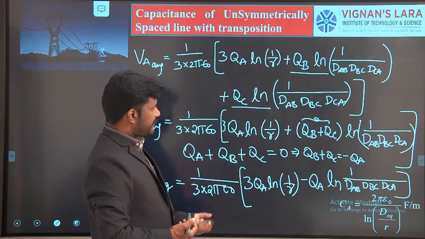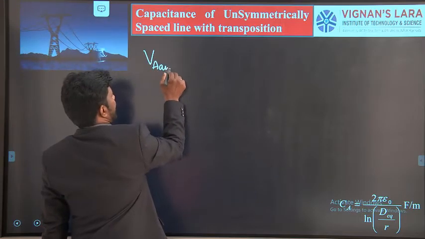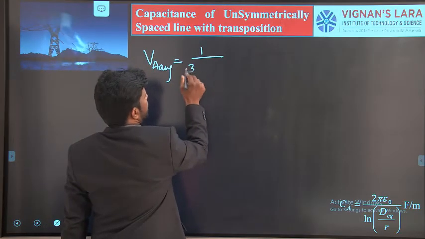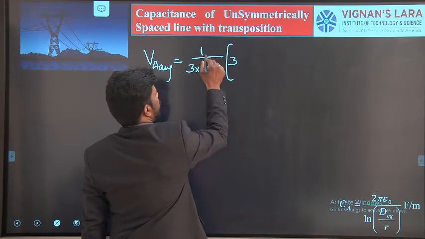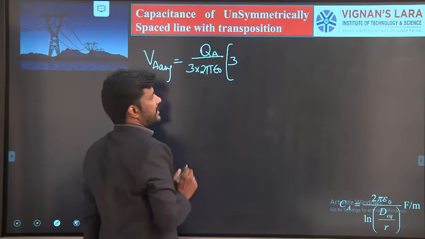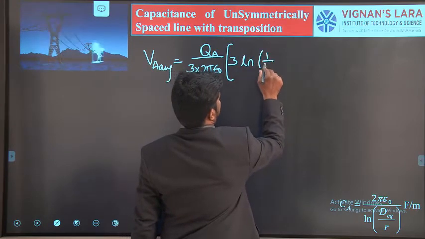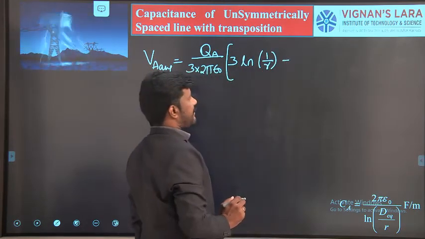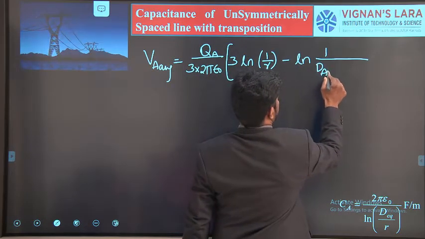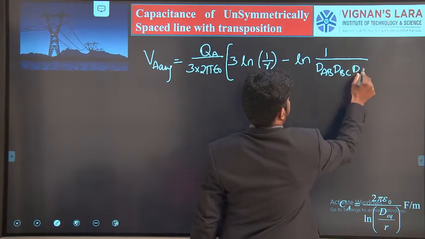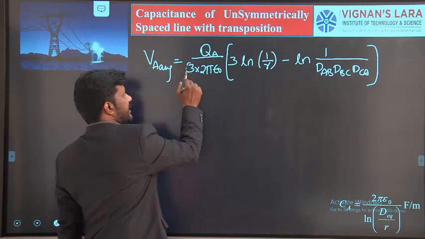For further, you can simplify this as the voltage of conductor A average value, which is equal to 1 by 3 into 2 pi epsilon naught of 3 times. I told you that QA was taken as common. Then QA will be in the numerator, which can be written as 3 ln of 1 by R minus QA was taken as common, so minus ln of the possible distances DAB, DBC and DCA. Yes. Send this denominator 3 inside.